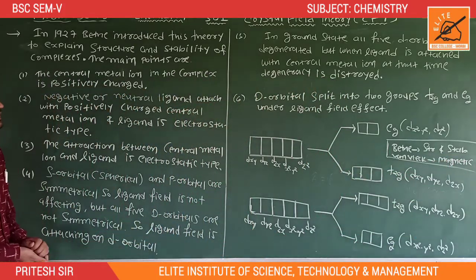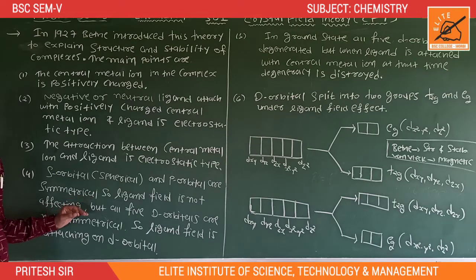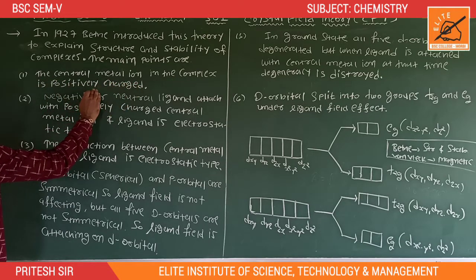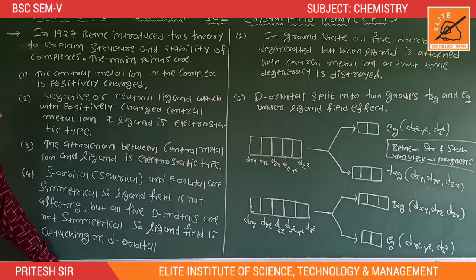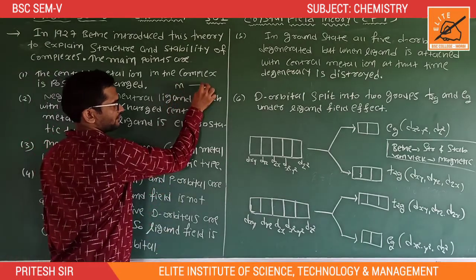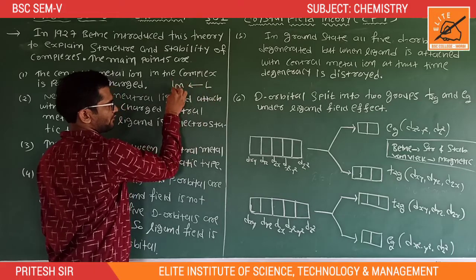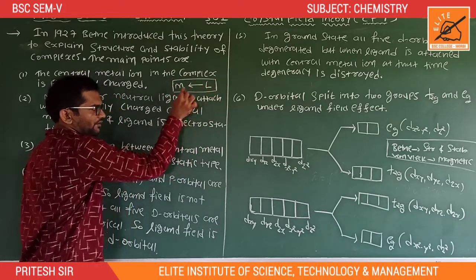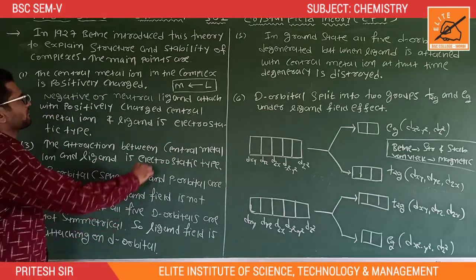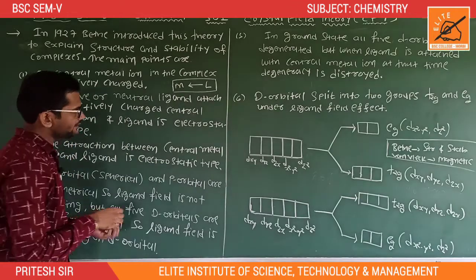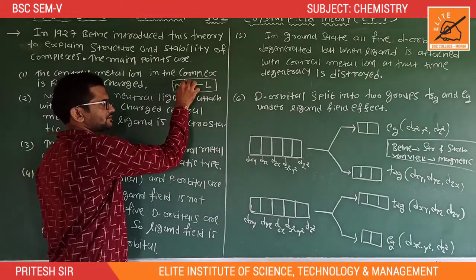The main characteristics contain 10 different points. The first one is that the central metal ion in a complex is positively charged. In a complex, the metal is attached to the ligand via a covalent coordinate bond. So the metal ion in the complex is positively charged species.